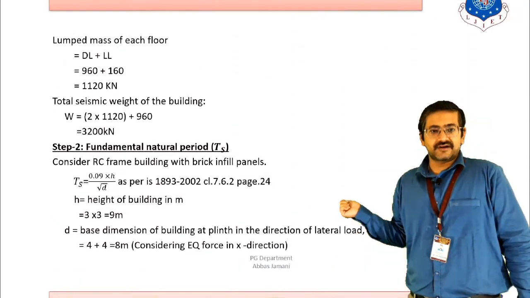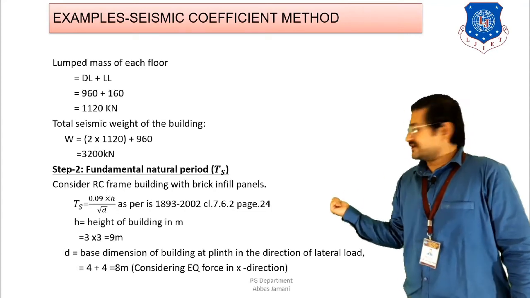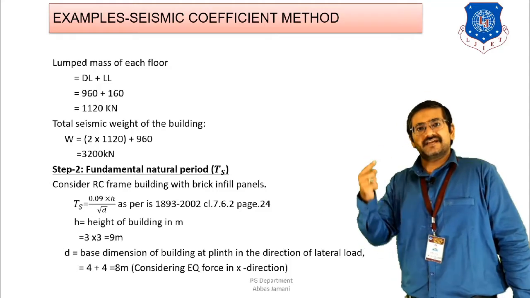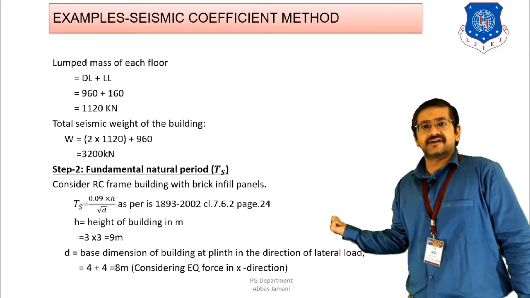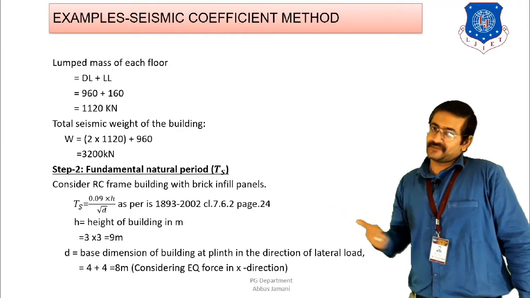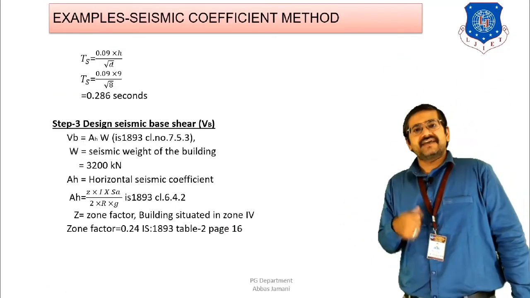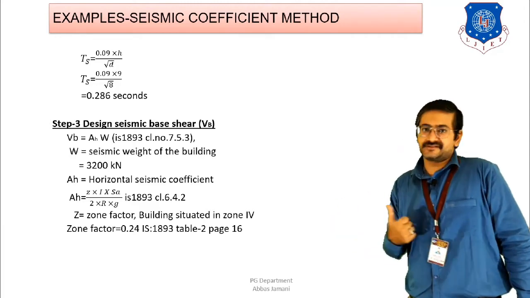Where did this value come from? As you can see over here, the total seismic weight of the building is 2 × 1120, that is, 1120 for first floor, 1120 for second floor, and 960 for the roof level. So the total value is 3200 kilonewton. That value becomes the value of W that we have calculated over here, right? So W is there. Now we want to find out AH. If we have the value of AH, then we can find out the value of base shear, right?